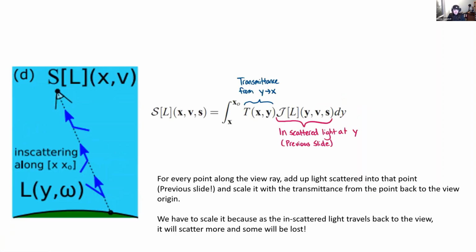And then the extension of that is how much was scattered in towards our view along the whole ray. So we can integrate over the ray, where we figure out how much light was scattered in at each point, which is what we just saw. And then again, that light, once it's scattered towards us, still has to travel a lot through the atmosphere to get to us. So some of it's going to be lost. So we need to multiply by the transmittance.